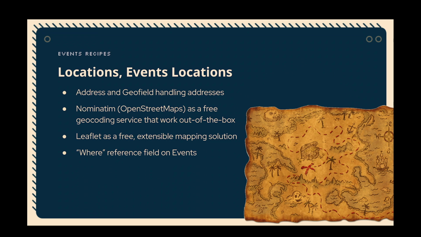There are recipes for locations, and the event's location recipe connects it to your event. It's going to automatically set up the address and geofield fields for being able to both capture the address and then turn that into coordinates. It's using the Nominatim service, which is provided by the OpenStreetMap group as a free geocoding service that usually works out of the box. And that's actually the part in our demo that went a little bit off the rails, so your mileage may vary. It's using Leaflet as a free extensible mapping solution, and then it gets added to the event content type as this where field.